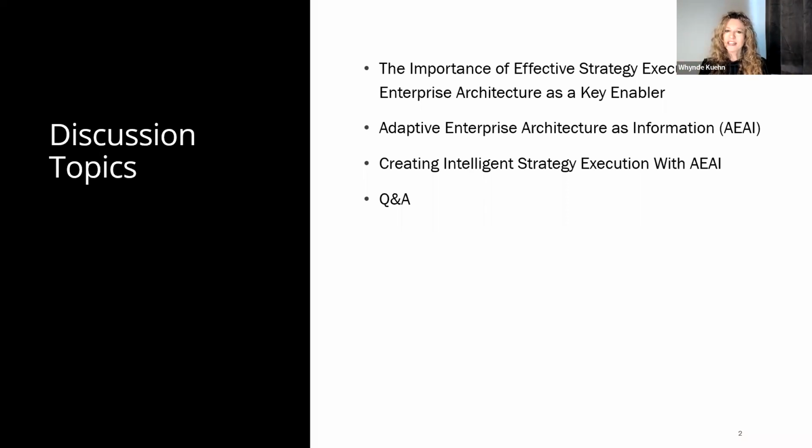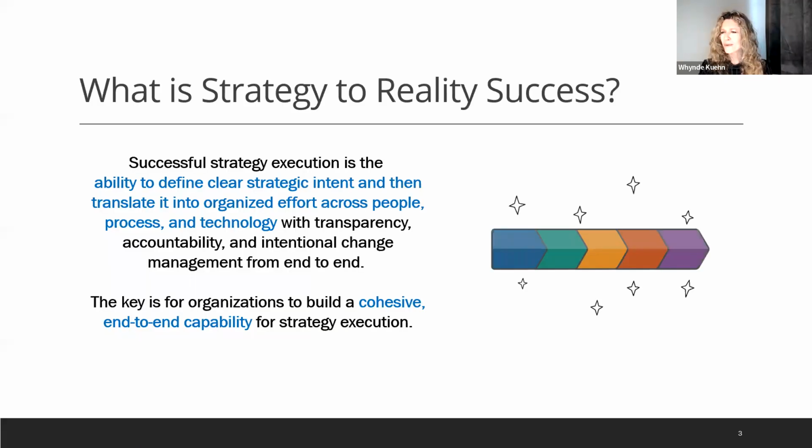So our agenda today: I will first lay out the strategic business case for end-to-end strategy execution and how we can underpin that with enterprise architecture. And then Asif will talk about how we actually make that real with adaptive enterprise architecture as information, and creating intelligent strategy execution with enterprise architecture as information. So we'll get started here.